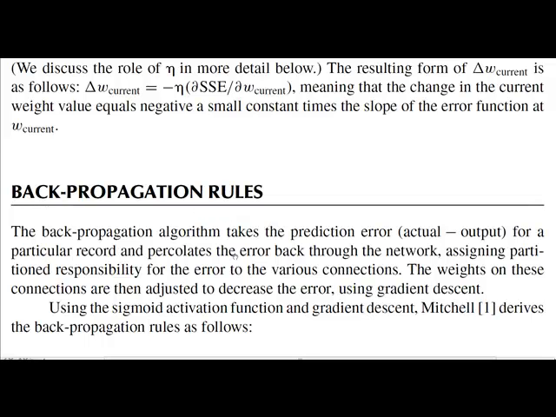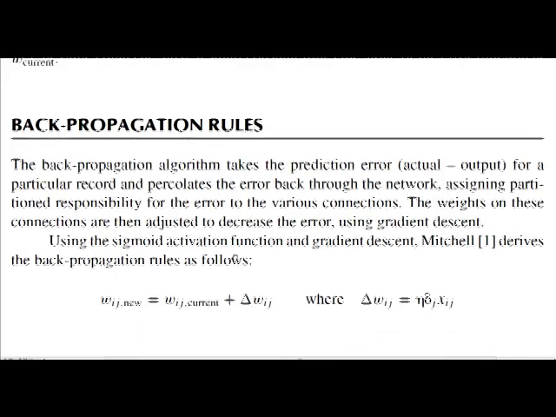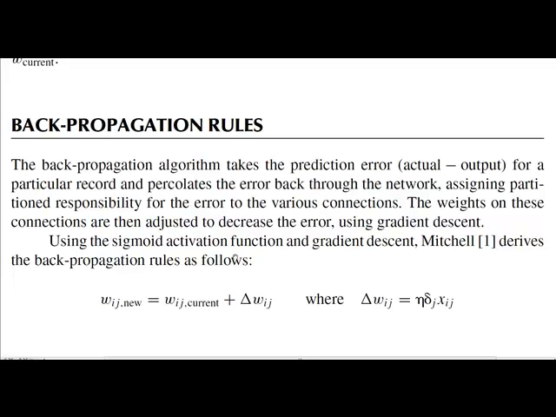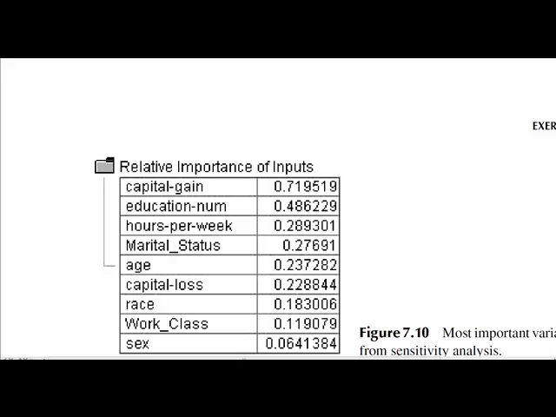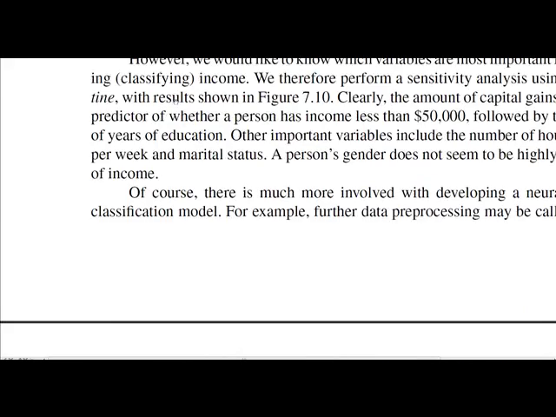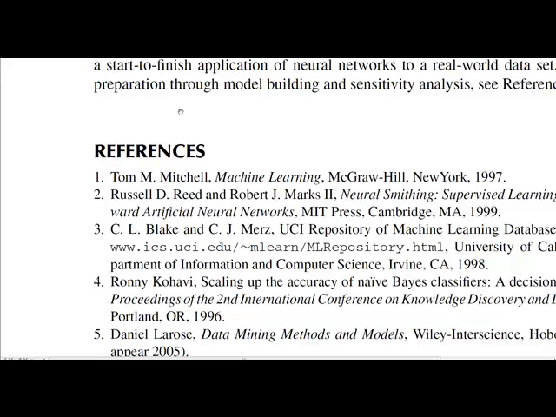Now this part here: using the sigmoid activation function and gradient descent, Mitchell derives the backpropagation rules as follows. Mitchell, by the way, because I didn't go through this, I don't completely understand this part. So I'll give you the reference, which is right here: Tom Mitchell, Machine Learning, McGraw-Hill, New York, 1997. So I'll show you the part that I'm not quite sure about.